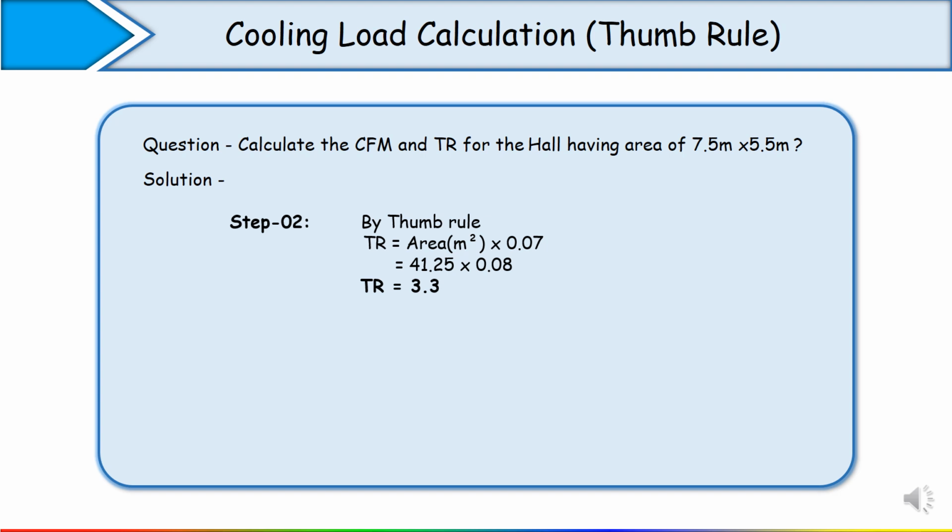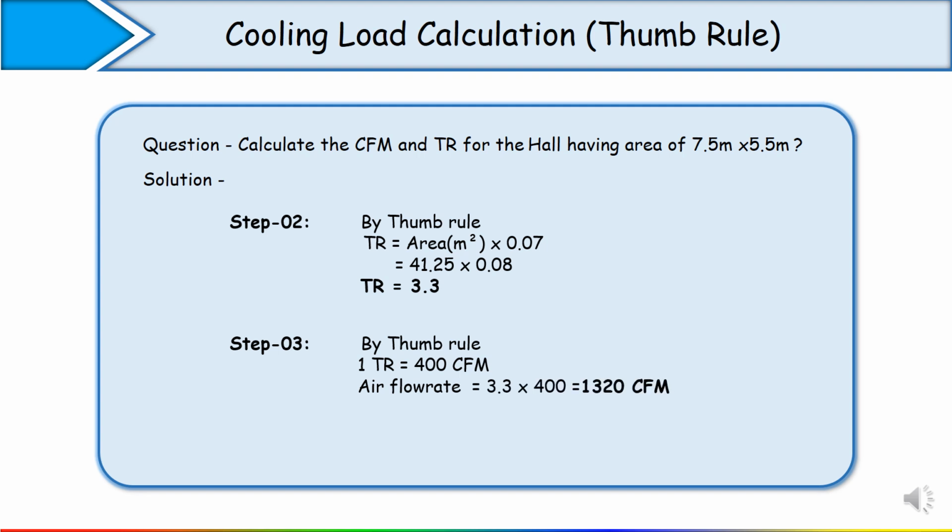Okay. Now if you want the supply air CFM value, use the thumb rule. We know that 1 TR is equal to 400 CFM. Here in our question the cooling load value which we have got is 3.3 TR. So if you want to convert this into CFM, what you have to do is 3.3 into 400, so you will get the supply air flow rate value of 1320 cubic feet per minute.